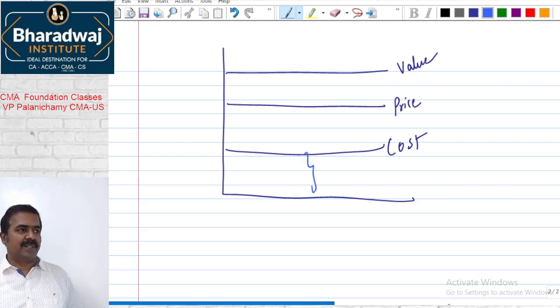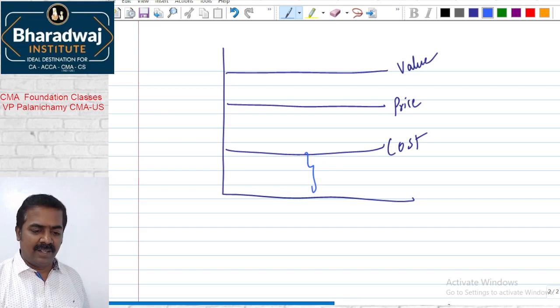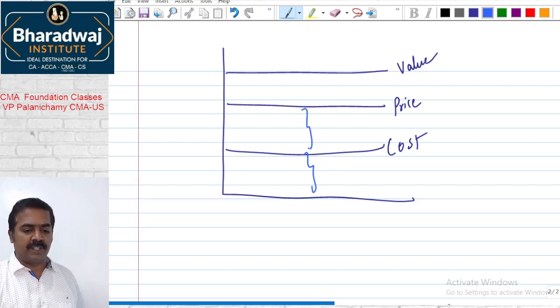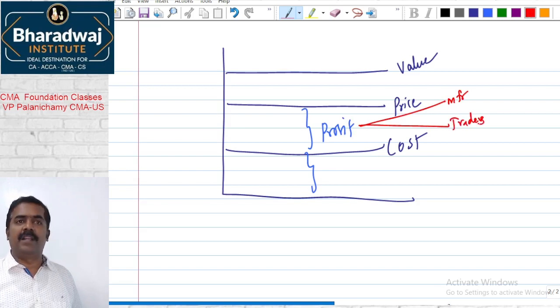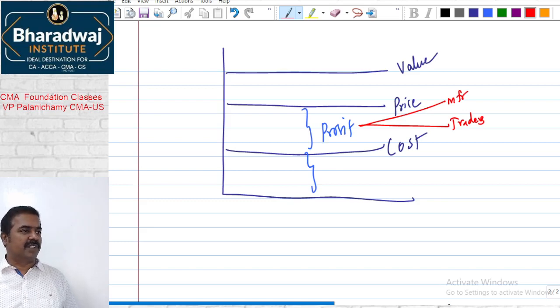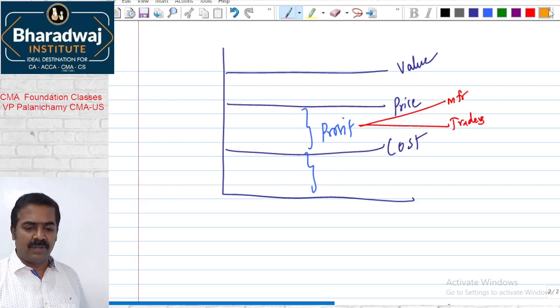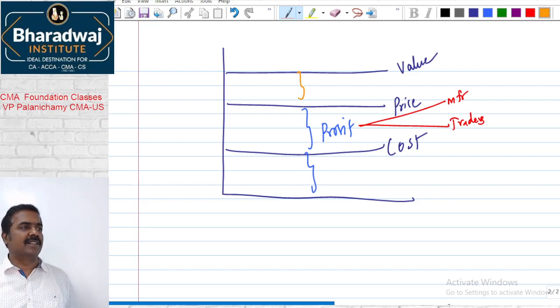Cost definitely you have to recover. Without recovering the cost, can you sell the product? I manufacture for 10 rupees. Can I sell the product for 9 rupees? No, not possible. The difference between cost and price, we call it profit. Who enjoys the profit? Manufacturers and traders. Traders are middlemen, wholesalers, retailers. They will have profit. Without profit, is it possible to run a business, let it be manufacturing or trading? No.